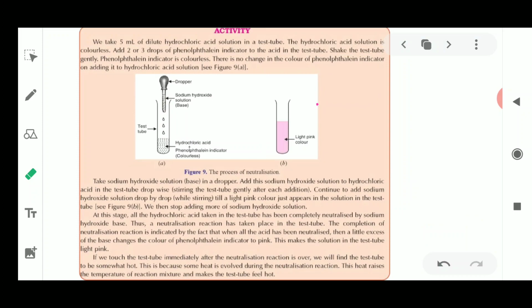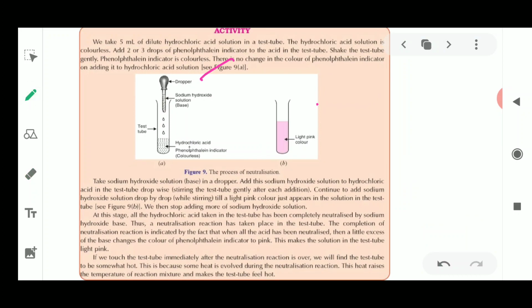So we'll take 5 ml of dilute hydrochloric acid in this test tube. Now hydrochloric acid solution is colorless. Add 2-3 drops of phenolphthalein indicator in the test tube. Shake the test tube gently. Phenolphthalein indicator stays colorless, so there is no color change, indicating that it is an acidic solution. Take some sodium hydroxide solution, that is a base, in the dropper.